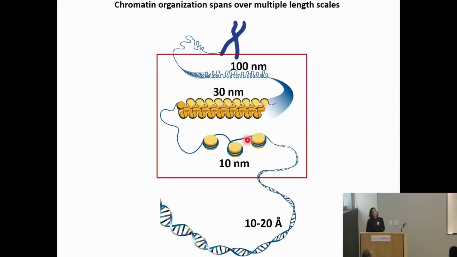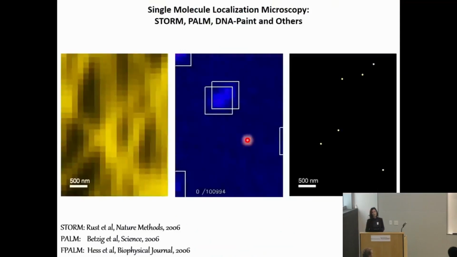Doing this is not straightforward, especially in intact nuclei and using light microscopy, which is the main tool that we use in my lab, because these length scales are very small. They're particularly below the spatial resolution limit of a normal light microscope, which is limited in its spatial resolution by the wavelength of light to about 200 to 300 nanometers. So to overcome this problem, we use super resolution light microscopy, in particular single molecule based methods like STORM and DNA-PAINT.